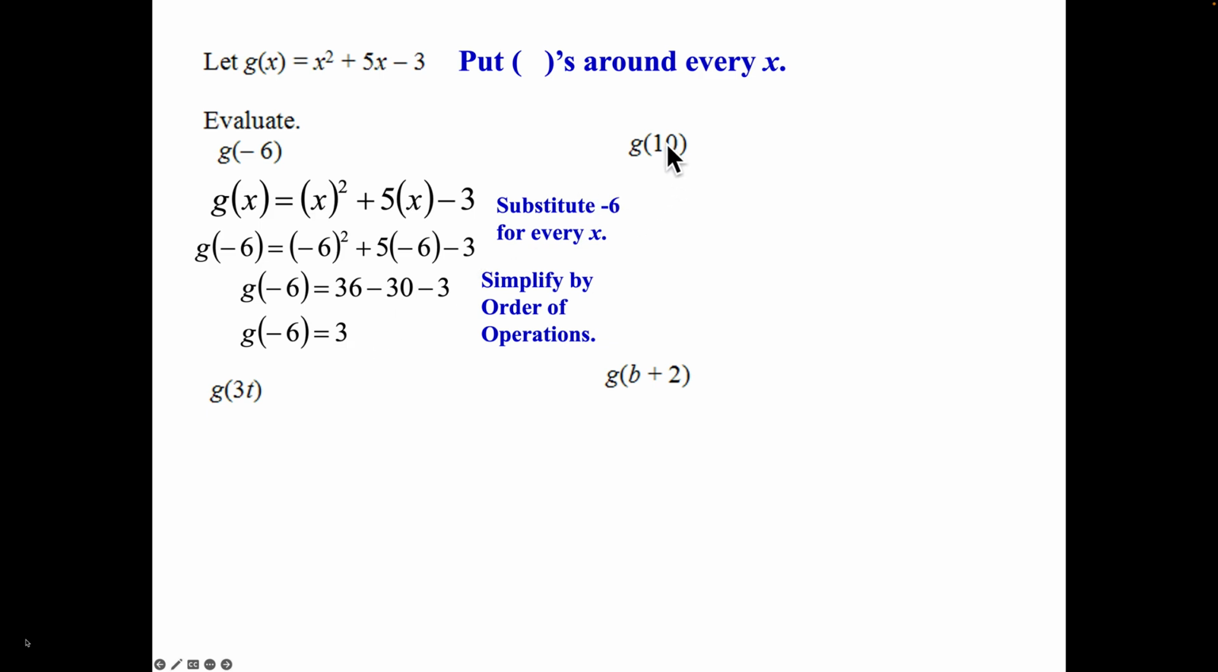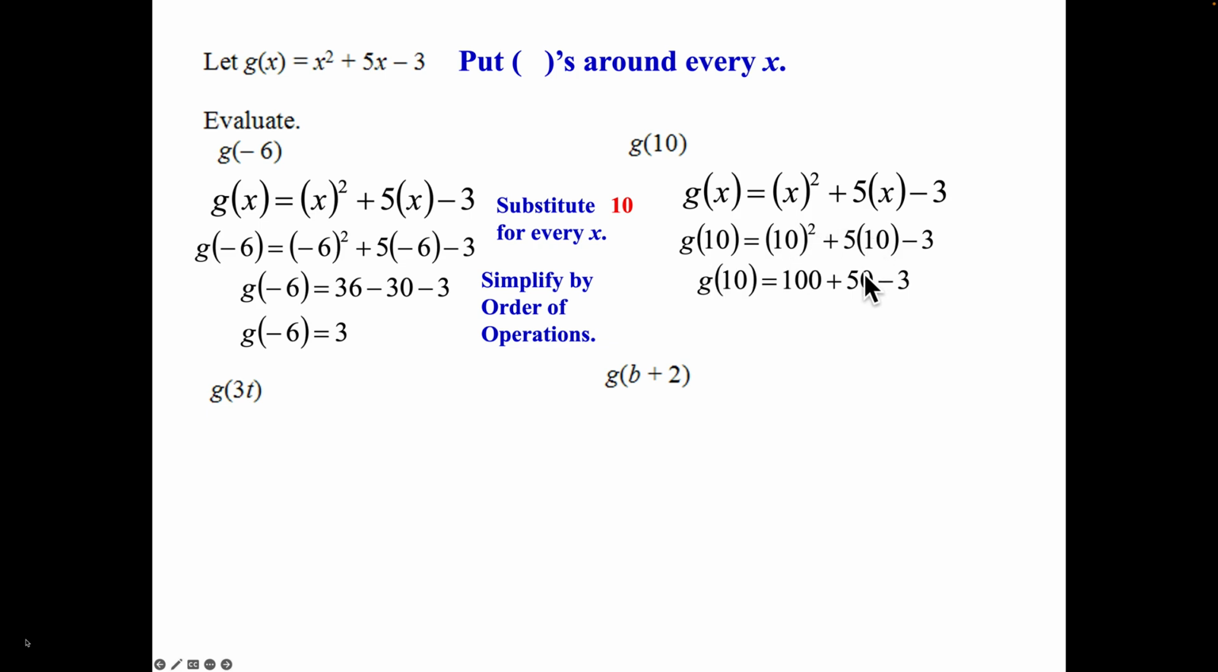If we want to find g of 10, we do the exact same thing, parentheses around your x's, and then put 10 in for all the x's. So g of 10 equals 10 squared, that's 100, plus 5 times 10, that's a 50, minus 3. 100 plus 50 is 150, minus 3 is 147. Again, this would be the ordered pair point, 10, comma 147.